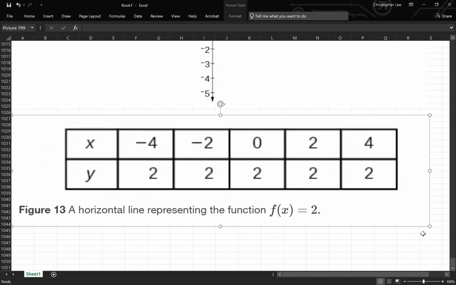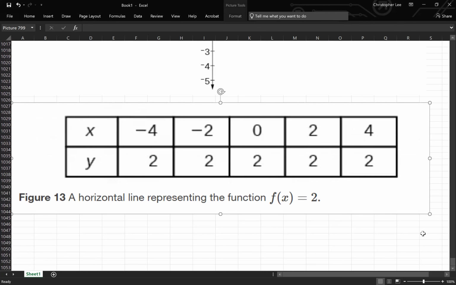Special note: a horizontal line passing through the function f of x equals 2 will be this, where all my y values are 2. My x values change from point to point on the line.